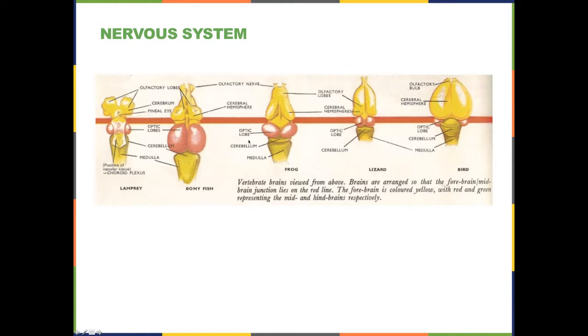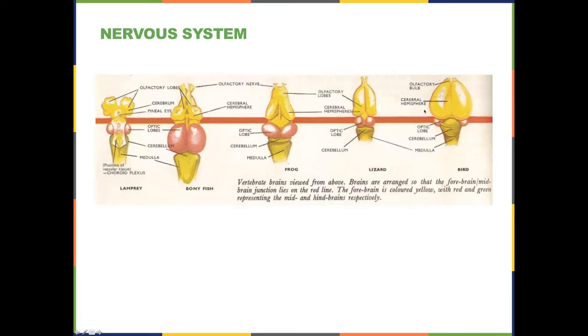The next system we want to look at is the nervous system. And this shows the development of the nervous system. And what you see is again, as organisms become more complex, their brains and nervous systems become more developed. You can see over here at the bird level that you have much larger cerebral hemispheres and much smaller optic lobes and olfactory lobes.